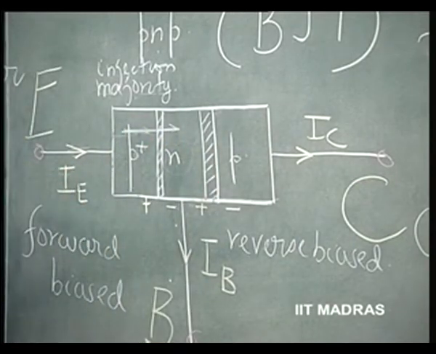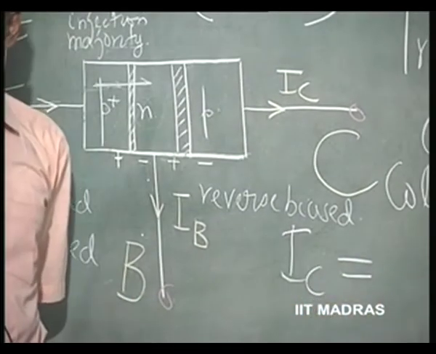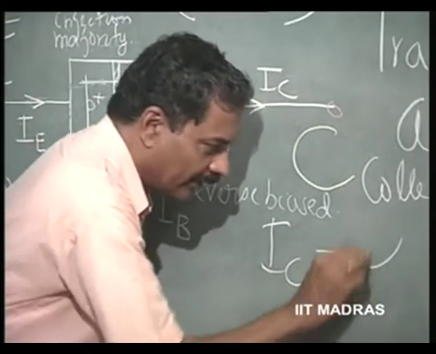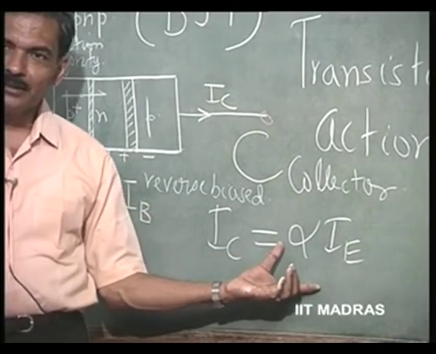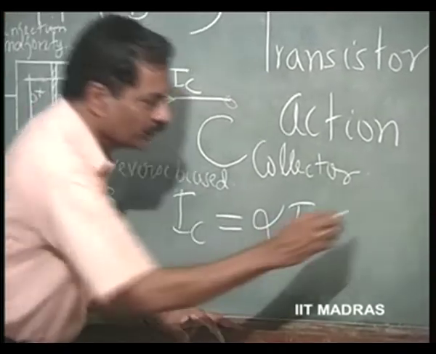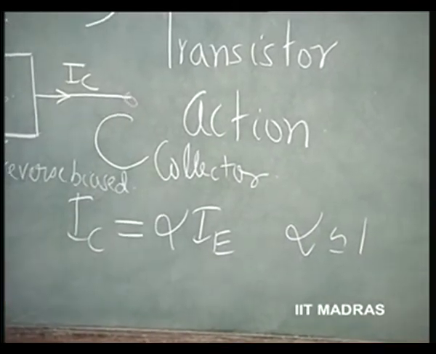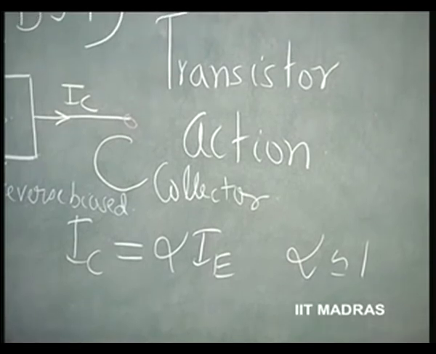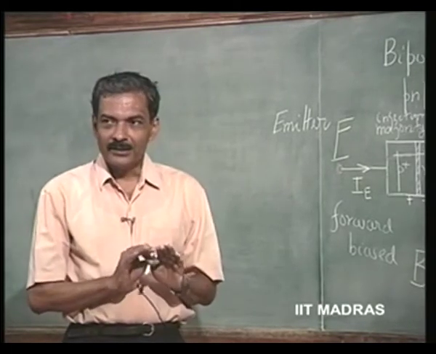So, the transistor action lies in forward biasing the emitter base junction and reverse biasing the collector base junction, such as to make I C equal to I E. If it is not equal, the factor by which it is not equal is called alpha. This alpha should be very close to 1. That is a good transistor, and this much should be sufficient for us for using this in its characteristic.